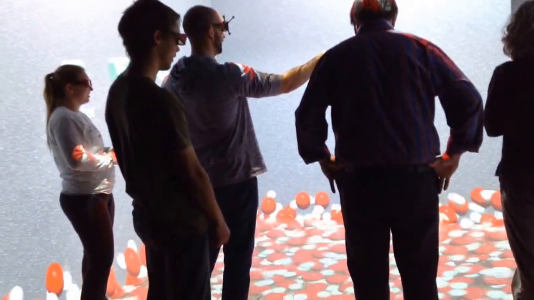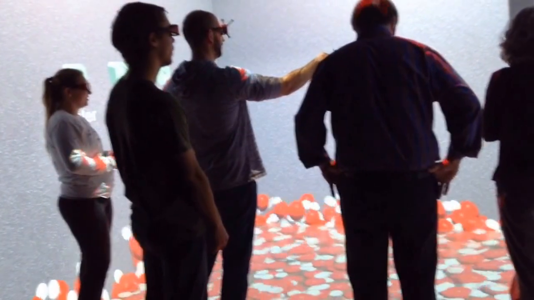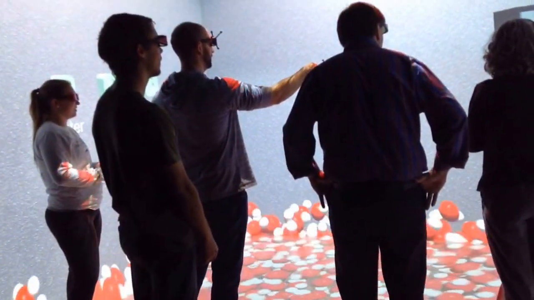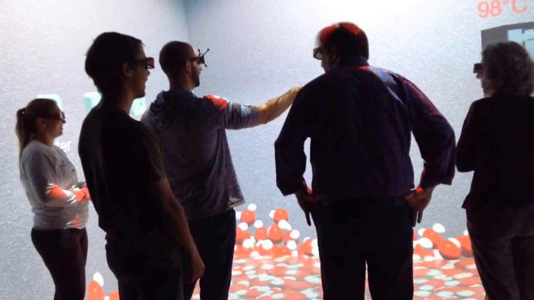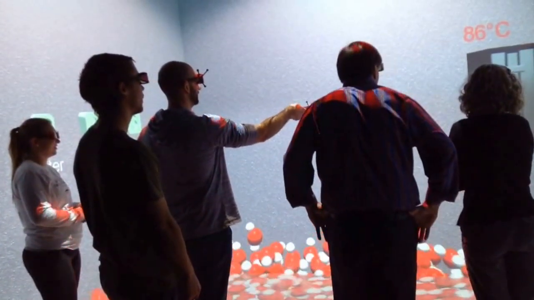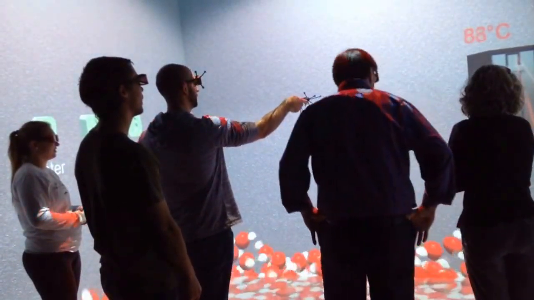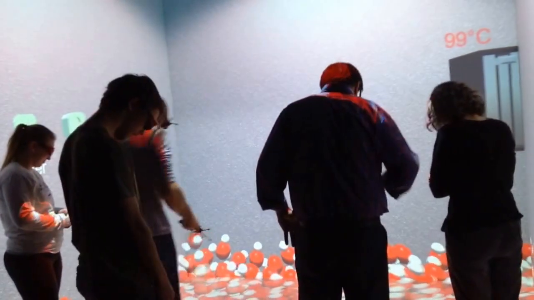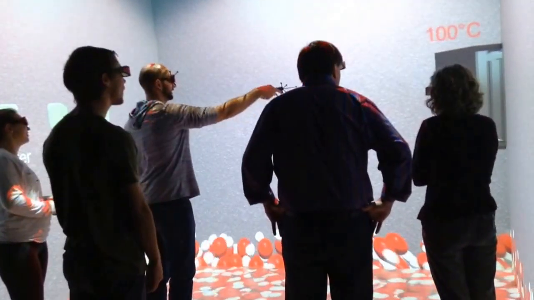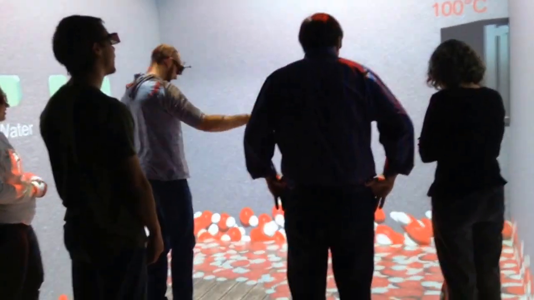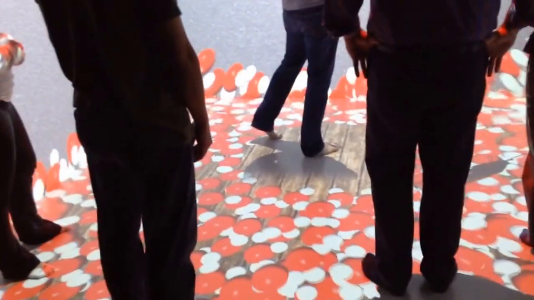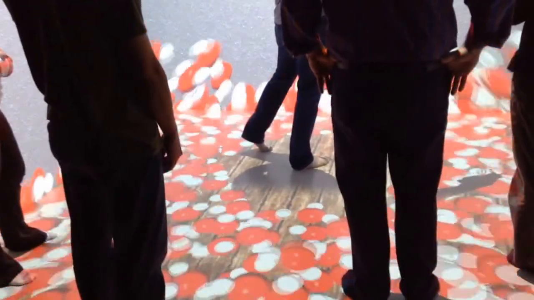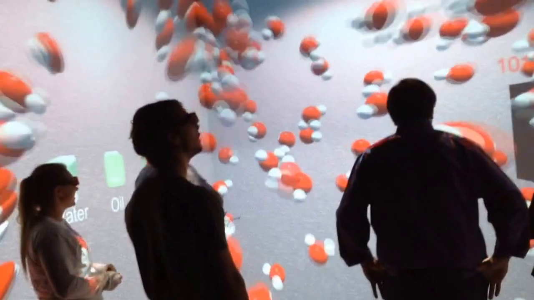So he's going to take it up so you can get all the way up to 100 degrees C. When you get close, let go and then grab it again and take it all the way up. Try one more time, a little bit further. Oh, there we go. Okay, now let go. So now the water molecules are boiling.